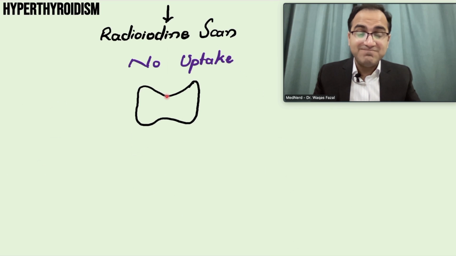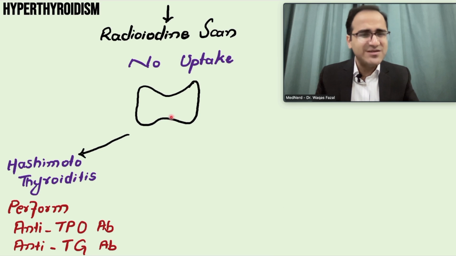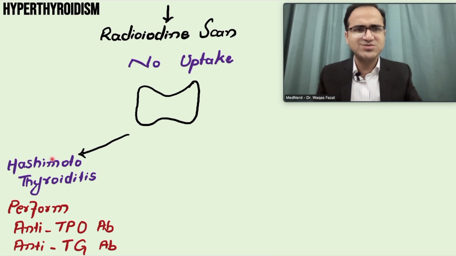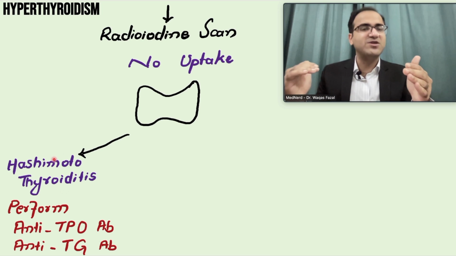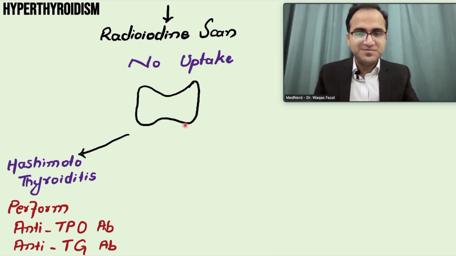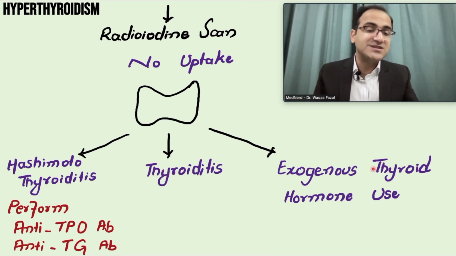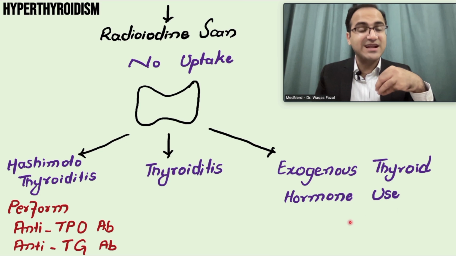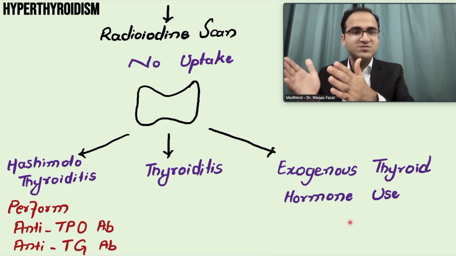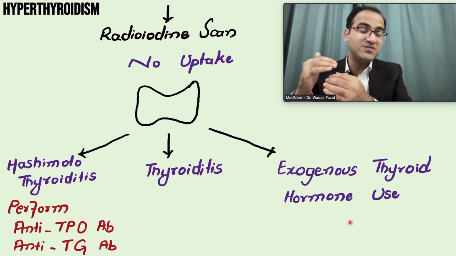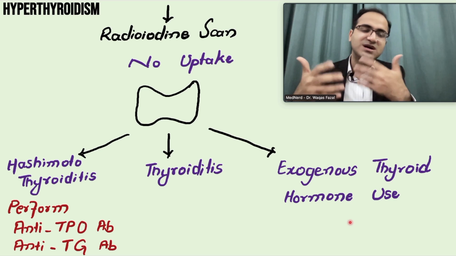If there is no uptake, now you should know what can cause no uptake. It's thyroiditis. There is destruction of the thyroid gland with hyperthyroidism. Hashimoto thyroiditis, you perform thyroid peroxidase antibodies, anti-thyroglobulin antibody. Now you might be thinking that Hashimoto thyroiditis is a cause of hypothyroidism? It's a thyroiditis. Initially it would cause hyperthyroidism and later it will develop into full-blown hypothyroidism. Thyroiditis, exogenous thyroid hormone use. Patients taking thyroid hormone in excess. Maybe a patient was having hypothyroidism for which levothyroxine was prescribed, but that levothyroxine dose is higher. Therefore, it is causing the symptoms of hyperthyroidism.